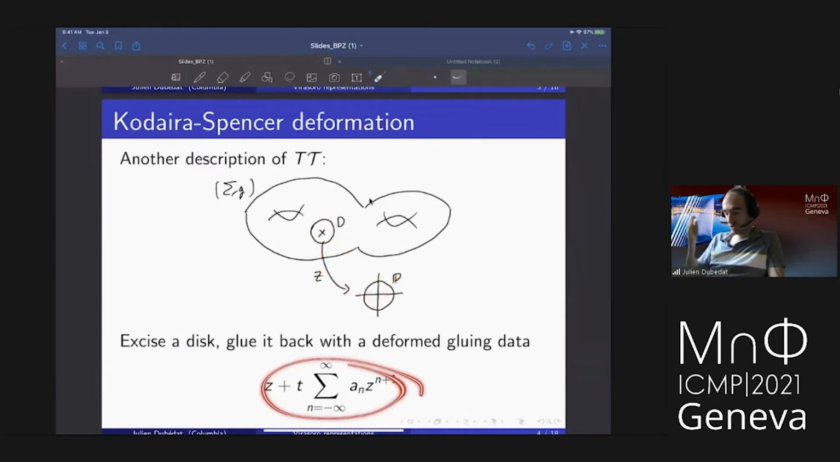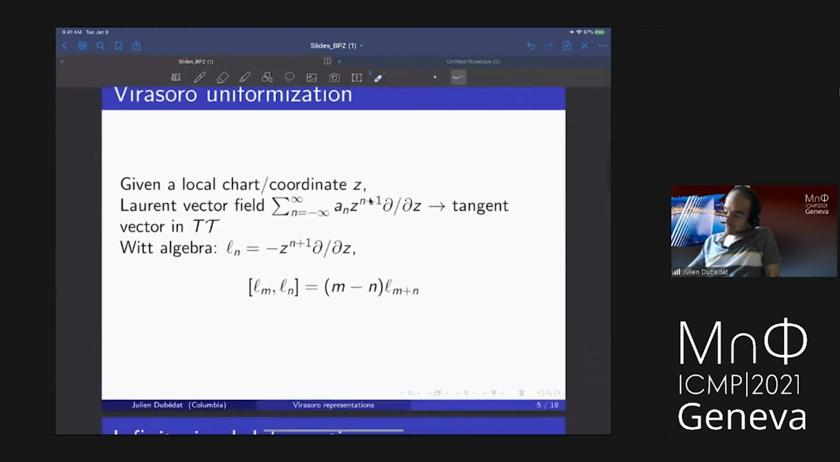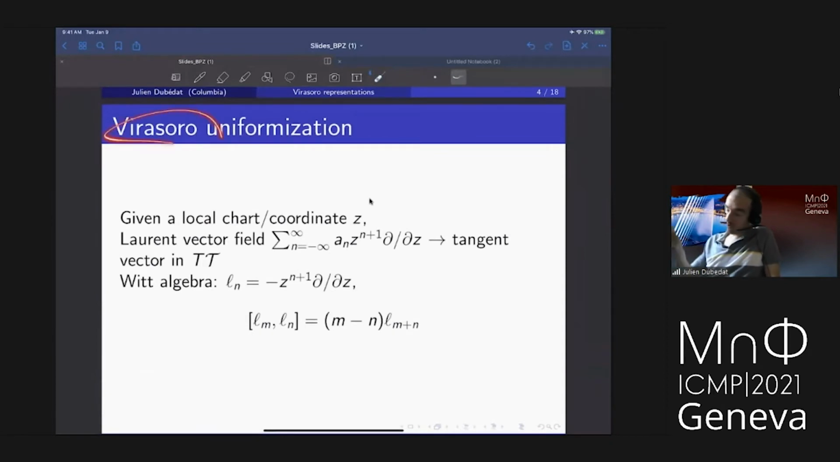I'm going to deform this patching information with a Laurent series. I only need to do this patching in an annulus because I have a cover with a small disk and everything else. I'm going to change the patching data by something which is holomorphic in an annulus. And we know that a holomorphic vector field in an annulus I can represent by a Laurent series, summing from negative infinity to plus infinity. That's sometimes referred to as a Virasoro uniformization, because it's going to connect very quickly to representation theory.